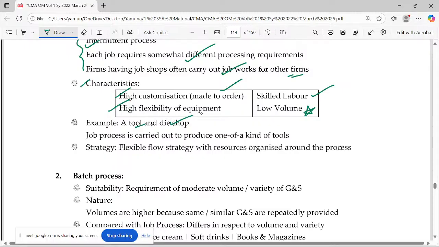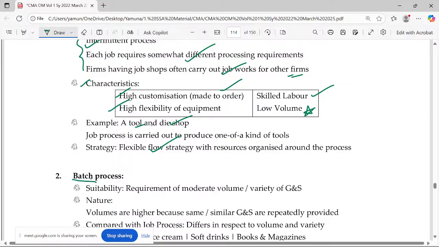Probably you may expect these in one word questions, data related questions. Tool and die shop is a job shop. Flexible flow strategy will be there because of high variety of customization, right? High variety of goods I'm making, so I will have to go for a flexible flow strategy. So that's about the first one.